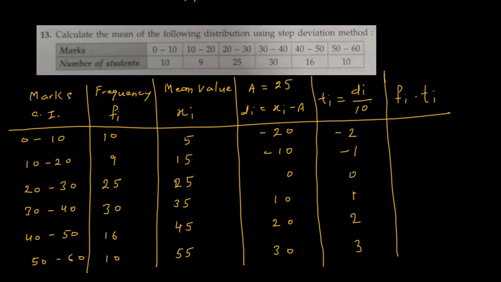So fi 10 and minus 2, this is minus 20. 9 into minus 1 is minus 9. 25 into 0, we get 0. 30 into 1, we have 30. 16 into 2 is 32. And 10 into 3, we get 30. So this is Fi into Ti.